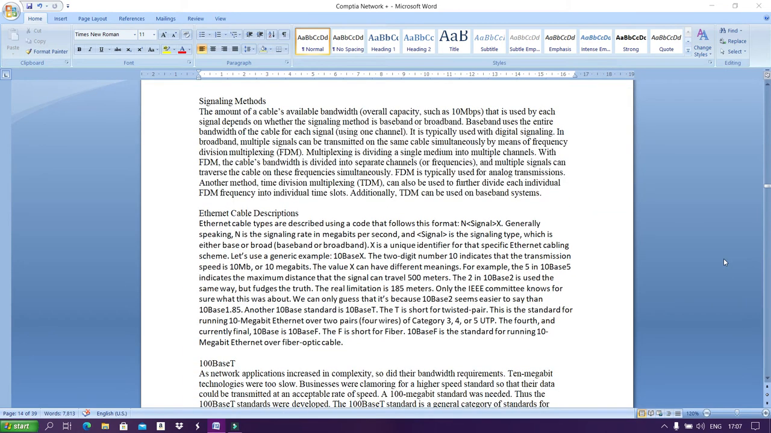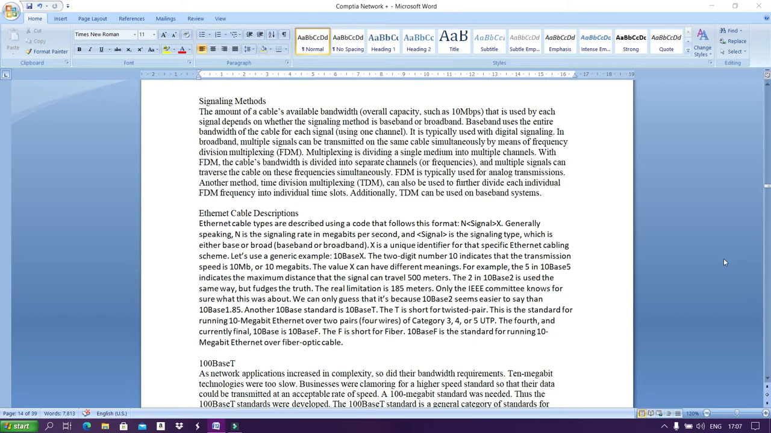Signaling methods. The amount of the cable's available bandwidth, or overall capacity, such as 10 megabits per second, that is used by each signal depends on whether the signaling method is baseband or broadband. Baseband uses the entire bandwidth of the cable for each signal, using one channel. It is typically used with digital signaling.